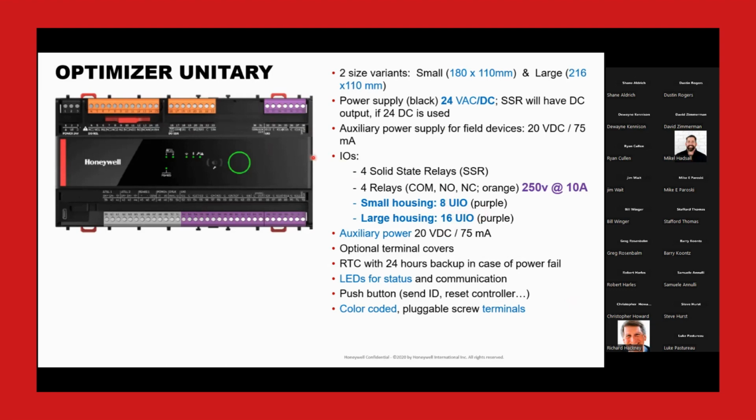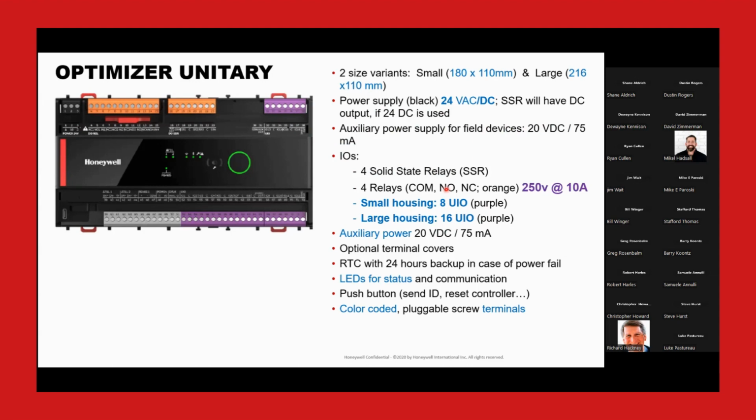terminals. Whether it's a small or large, they're all 24 volt AC/DC powered. They all have a 20 volt DC auxiliary output if you're doing 4 to 20 milliamp sensors, that comes in handy. These orange terminals are your digital outputs, and whether you're buying a small or a large, each one of them comes with 4 solid state relay outputs and 4 physical relay outputs.